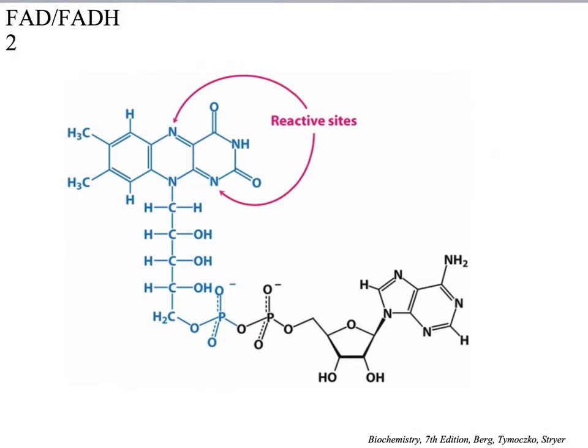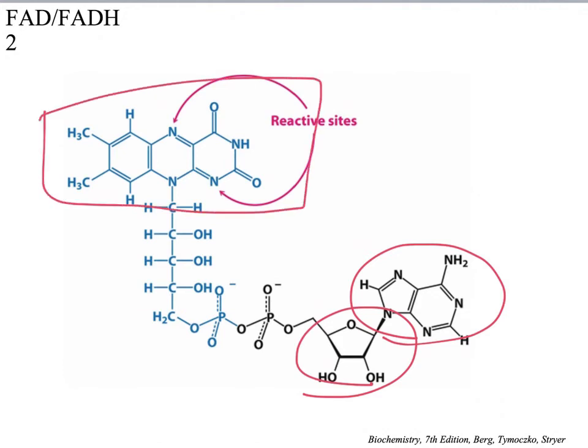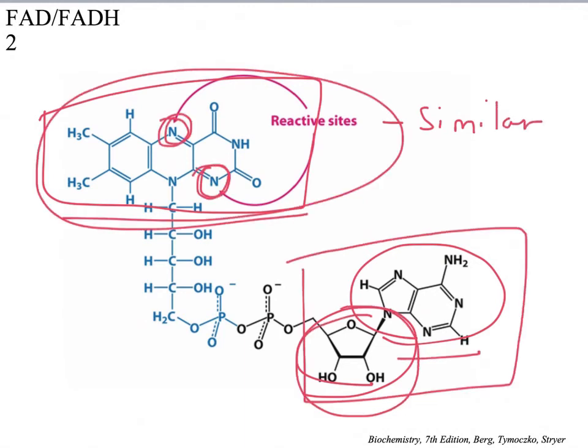And then another type of electron carrier that we'll see is FAD, which stands for flavin adenine dinucleotide. So again, we have our adenine and our ribose. This portion here, which is the reactive site, is the flavin molecule. We have 2 nitrogens. Now, similar to NAD+, we're going to accept 2 electrons.